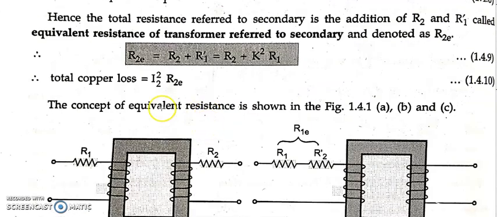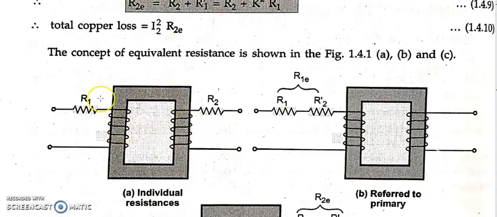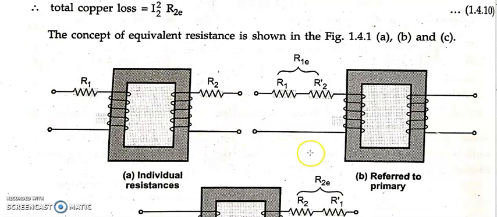Now this is the diagram which I have shown earlier. This was my earlier diagram where I haven't transformed any of the resistance either from primary to secondary or secondary to primary. Now what I am going to do is transfer to the primary. So R2 is here. If I transfer it to the primary, it will act like R2 dash. This is what we just saw in the derivation.